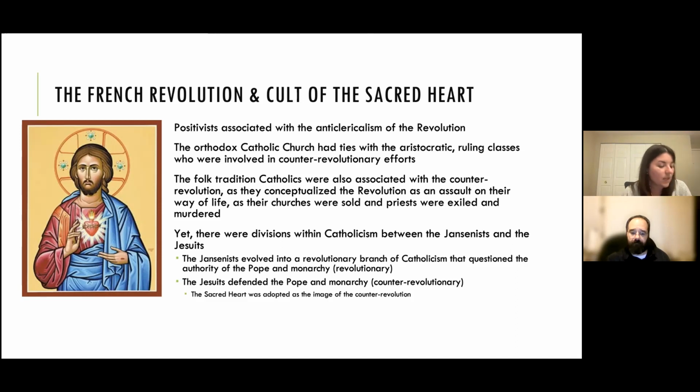And we also see, even though we might understand the Catholics as all being on one side, there were divisions within them. So there were the Jansenists and the Jesuits, which also stoke the fires of the French Revolution. So the Jansenists evolve into this more revolutionary branch of Catholicism that was really critical and questioning of the Pope and the monarchy. Whereas the Jesuits, on the other hand, were really defensive of the Pope and the monarchy. So on the counter-revolution side, we see the Sacred Heart as being adopted as the image of the counter-revolution.